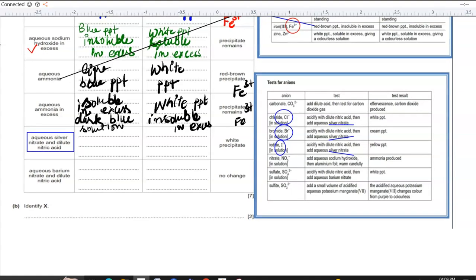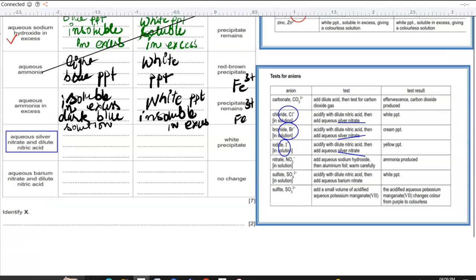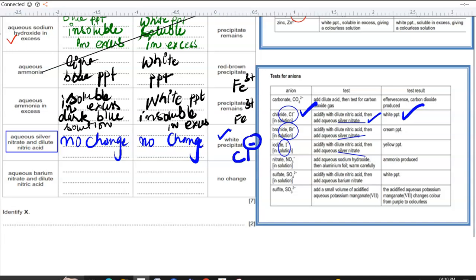Now, with aqueous silver nitrate, no chloride, bromide or iodide is present, so you will write here no change. But in this case, you get white precipitate upon adding silver nitrate. So you just need to identify what the anion is. With silver nitrate, white precipitate is formed if chloride is present. So you will write here chloride.